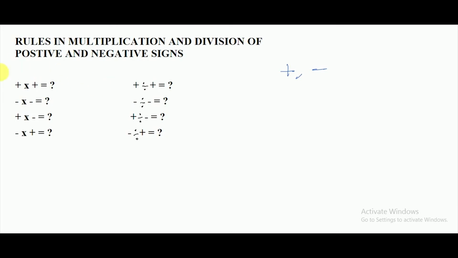Now the golden rule, which I said I'll be showing you here, says if we have two identical signs multiplying or dividing themselves, it will give you a positive sign. I repeat again, if you have two identical signs multiplying or dividing themselves, it will give you a positive sign.